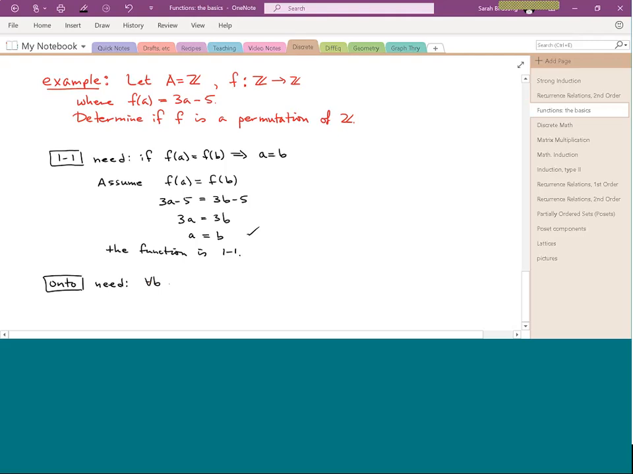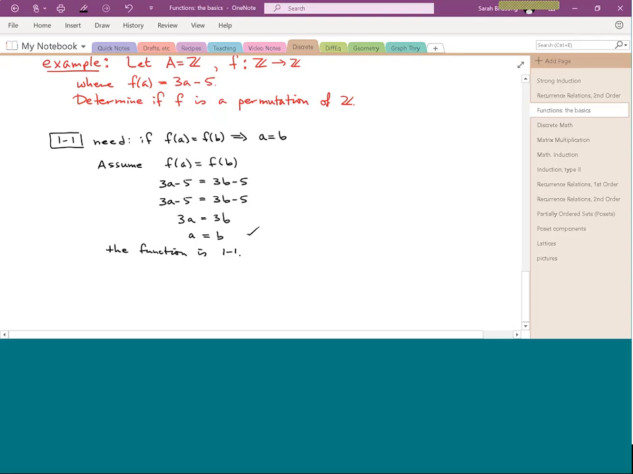b in our codomain. So everybody after the arrow, in our case, this is an integer. So for every integer b, there exists some other integer a, so somebody from the domain, such that b equals f of a. Now, we have a formula for f of a, so I can actually cross off f of a and put in the formula. The formula here is 3a minus 5. Okay, so that's what we need.